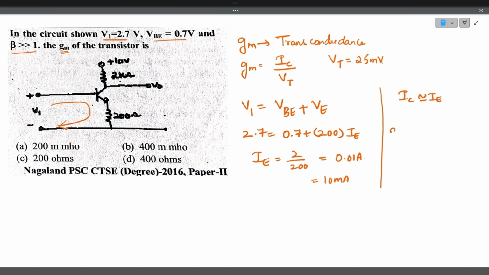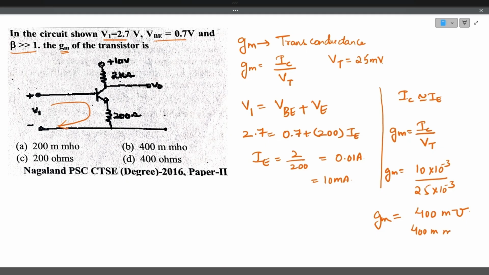So now the transconductance gm is equal to collector current IC divided by VT. So gm is equal to 10 milliamps divided by 25 millivolts. So the transconductance gm is equal to 400 millimhos. 400 millimhos. So the answer is option B.